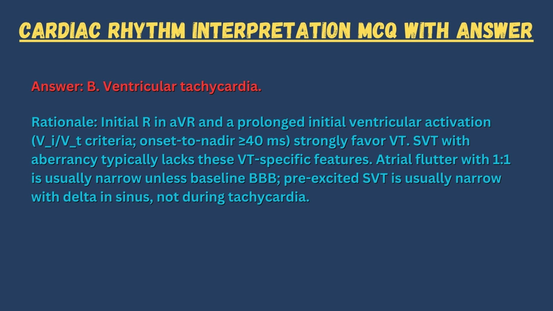Answer: B. Ventricular tachycardia. Rationale: initial R in aVR and a prolonged initial ventricular activation, Vi/Vt criteria, onset to nadir greater than or equal to 40 milliseconds, strongly favor VT. SVT with aberrancy typically lacks these VT-specific features. Atrial flutter with 1:1 is usually narrow unless baseline BBB. Pre-excited SVT is usually narrow with delta in sinus, not during tachycardia.